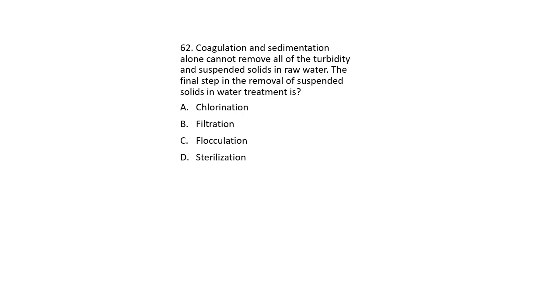Coagulation and sedimentation alone cannot remove all the turbidity and suspended solids in raw water. The final step in the removal of suspended solids in water treatment is chlorination, filtration, flocculation, or sterilization. The answer is going to be B, filtration. Conventional water treatment steps are coagulation, flocculation, sedimentation, and filtration.